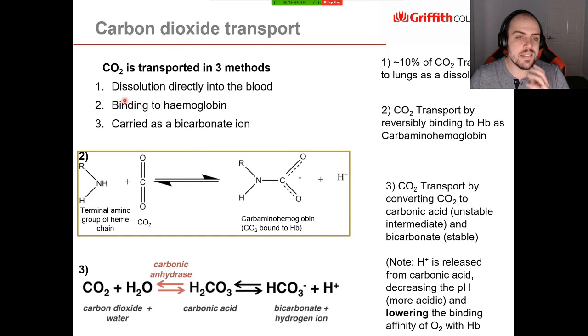So that's the second way, is just to have hemoglobin and a CO2 molecule bind together like that. The third way, and this is the most common way, is it's carried as bicarbonate. So what does that mean?